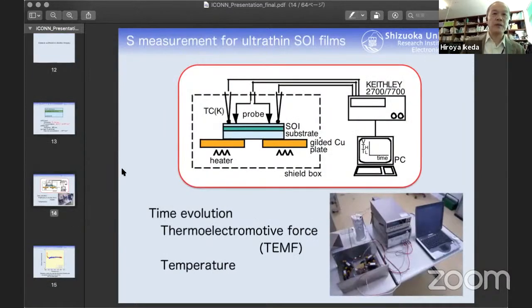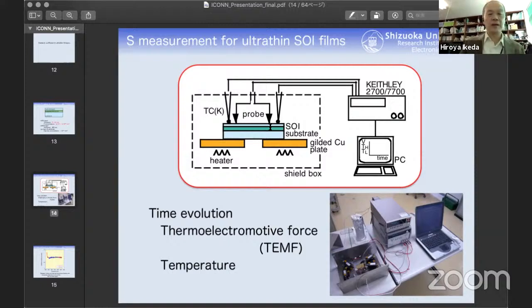For measuring the Seebeck coefficient, we put a sample like a bridge on the heaters and apply a temperature gradient through the heaters. We measure the temperature and the thermal electromotive force and their time evolution.